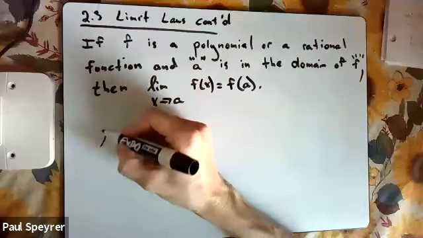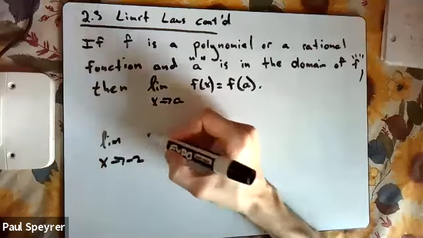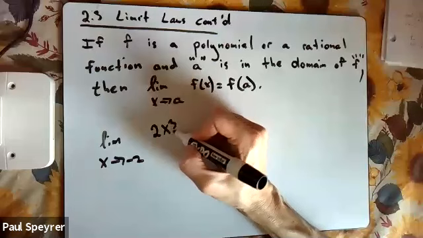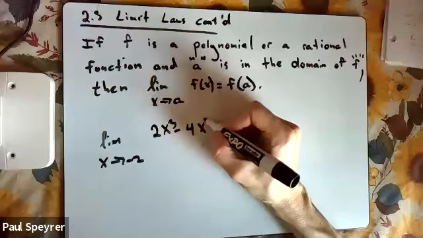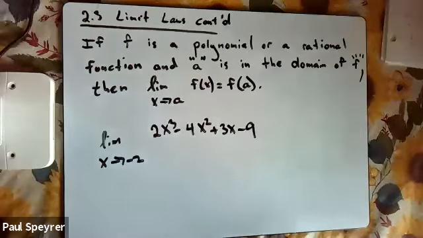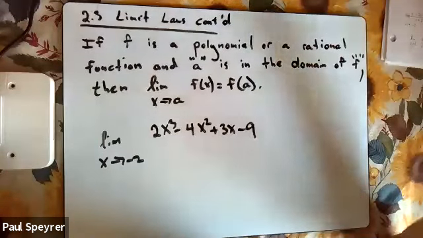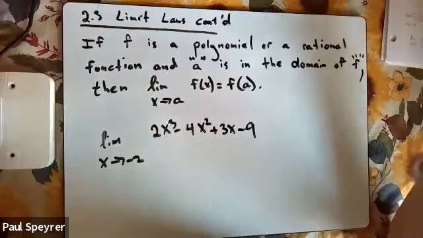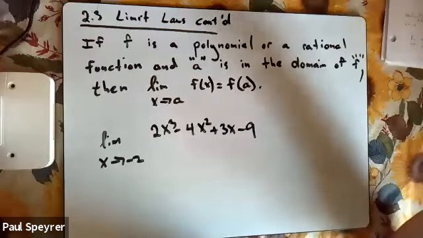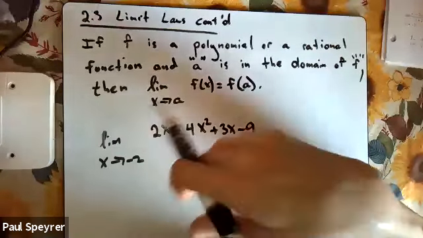Well, if we take a look at a problem like here, we have the limit as x approaches negative 2 of 2x cubed minus 4x squared plus 3x minus 9. This is a polynomial. Rationals are basically like fractions, polynomials on top of each other. Now, if we were to plug negative 2 into here, would that be in the domain of f? And yes, it would be.